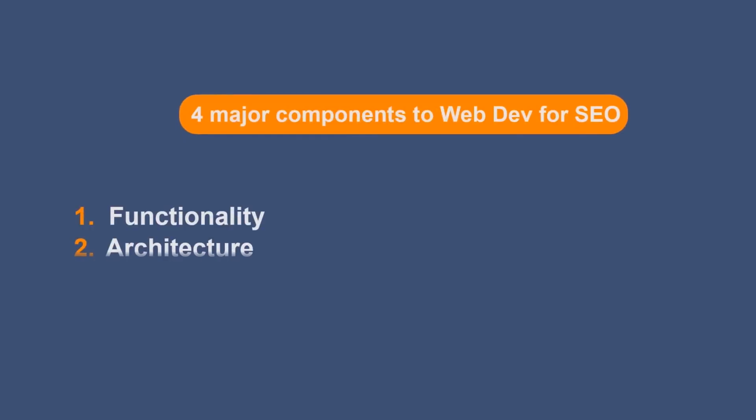With that said, we're going to cover the top 4 most important components to web dev for SEO. And these are functionality, architecture, performance, and user experience. Honestly, we're not even going to get into mobile friendliness, keyword mapping, title, meta, and other important tags. We're not even going to get into images, international SEO, backlinks, or local SEO. We just can't. So let's begin.